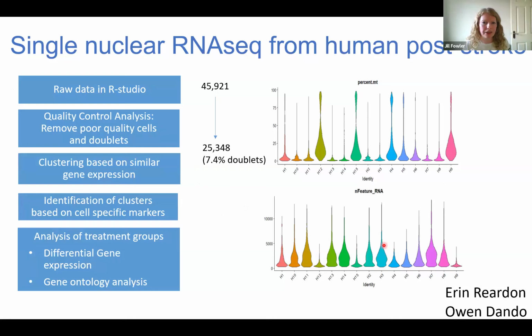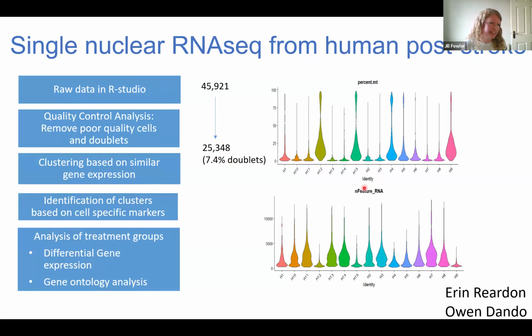Again, Erin undertook some of the workflow for this experiment. So again, similar workflow as for the single cell experiment in mice. So we ended up with 25,000 cells in this case. There was a bit more heterogeneity in terms of the quality of the libraries, which is something we would expect from a human post-mortem study.